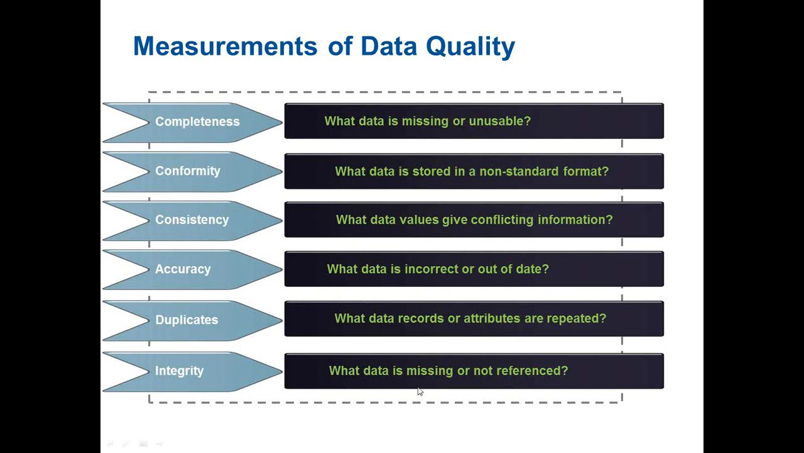And the last one is integrity. So what data is missing or not reflected? It is some kind of a relationship between the data. Let's say there are two people, husband and wife, they are working for the same organization or living in the same household. How are we trying to link these relations, some kind of relationships?